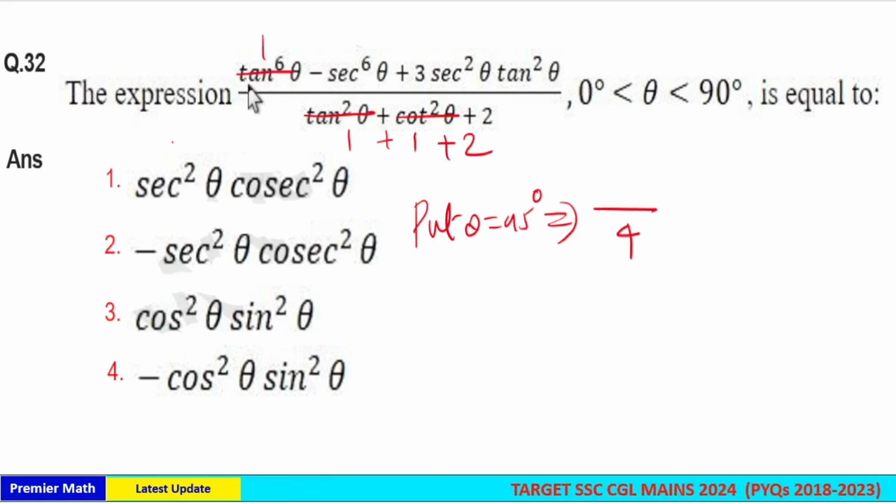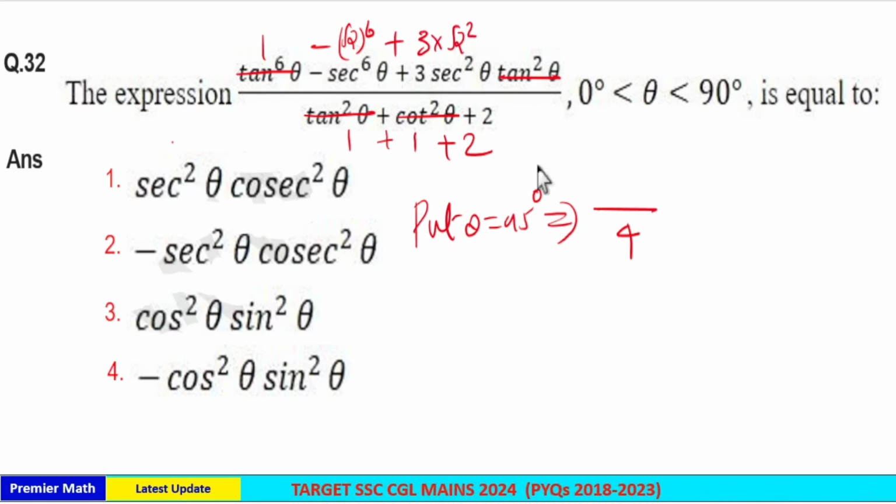And tan raised to 6 theta becomes 1, tan square theta is 1. Minus sec raised to 6 theta, where sec theta is 1 by cos theta. Cos 45 is equal to 1 by root 2, so sec 45 is equal to root 2. So this will become root 2 raised to 6 plus 3 into root 2 square, here root 2 square.